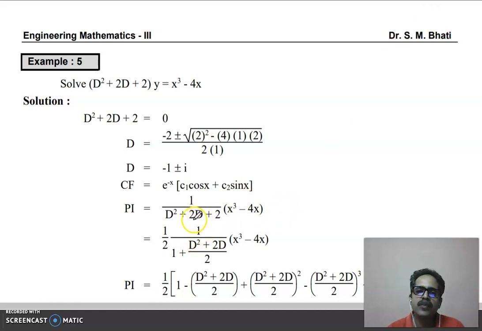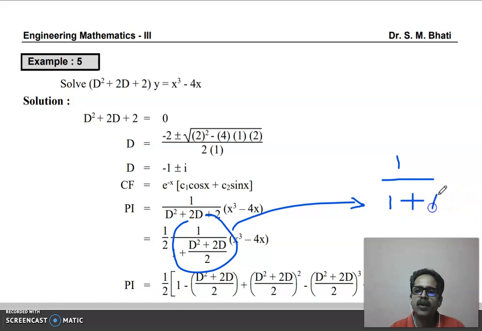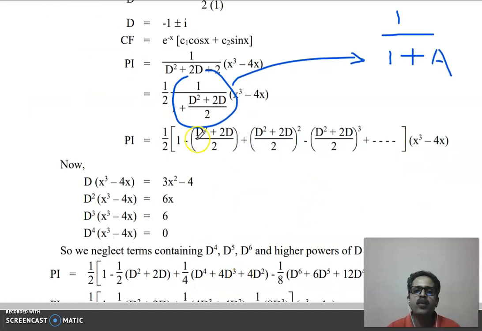At this stage, this has the type 1 divided by 1 plus a. Okay, and now you expand this. Here the role of a is played by D square plus 2D plus 2, and expanding we have this step.